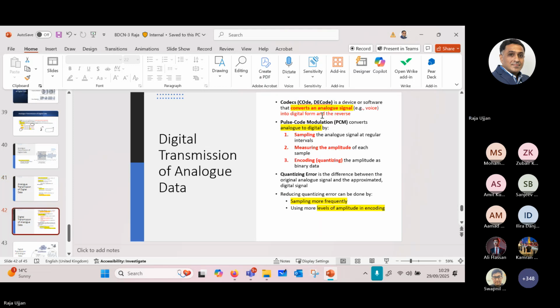Okay. Coding, decoding, they are the same thing we say. The signals go through pulse code modulation. So this is PCM. What does it say? Let's say this is pulse code modulation. First of all, it will sample the analog signal at regular intervals.